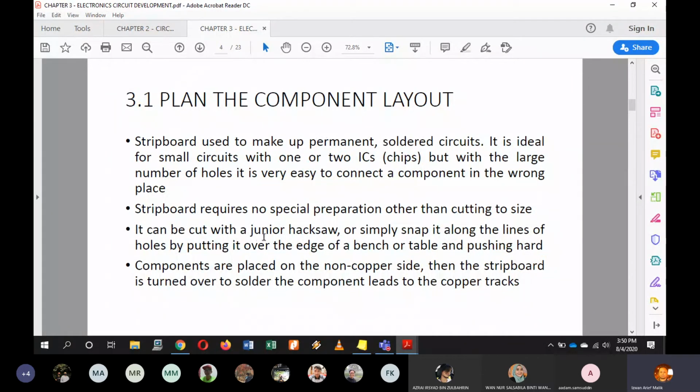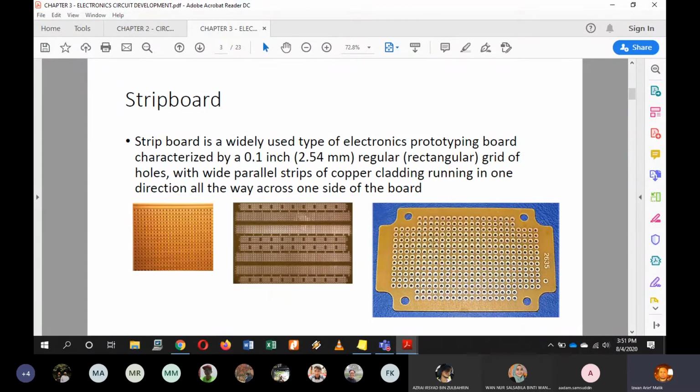It can be cut with a junior hacksaw or simply snapped along the lines of holes by putting it on a bench or table and pushing hard. Okay, so you can cut it. Here it shows the ways, using a hacksaw or you can use the edge of a table. Components are placed on the non-copper side, then the strip board is turned over to solder the component leads to the copper tracks. Okay, so we put them on the side that has no copper, which is this side. We solder on its underside, which is this side here.